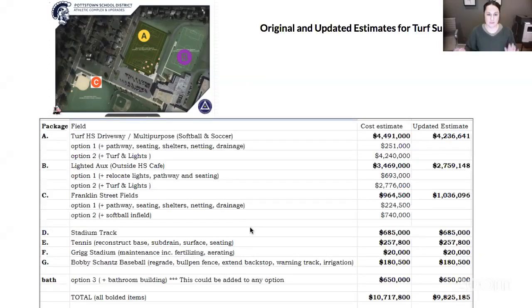So again, this is all the areas that we identified, and what it would cost if we decided to move forward with upgrades.